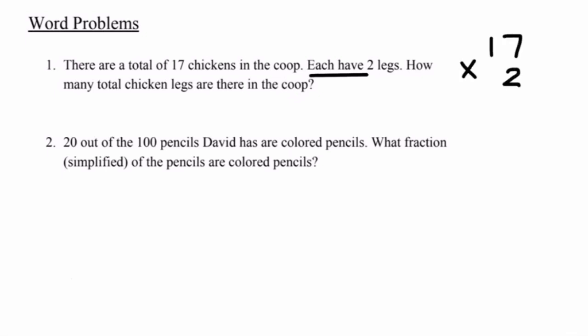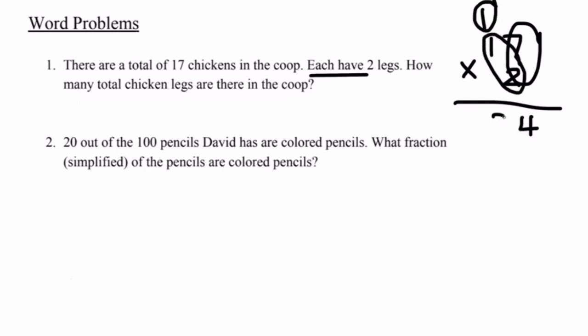Align the numbers vertically. 2 times 7 equals 14. Put the 1 at the top. 2 times 1 equals 2, plus 1 equals 3. Therefore, 17 times 2 equals 34, and there's a total of 34 chicken legs in the coop.